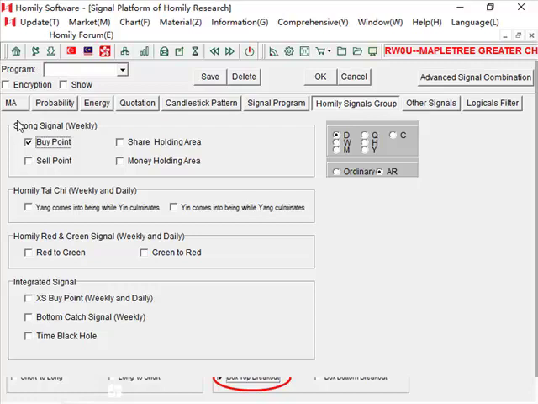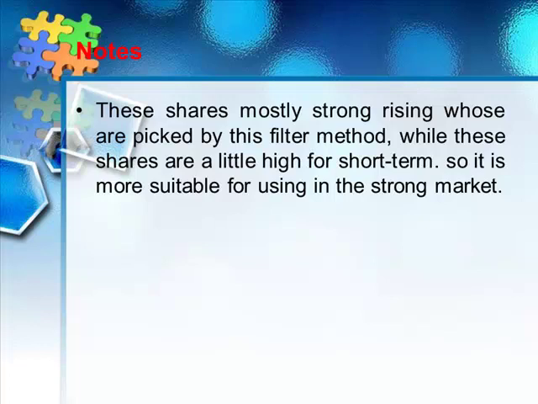So note, these stocks are mostly strongly rising. If you want to catch them, because these stocks are a little high for the short term, this is more suitable for using in a strong market.